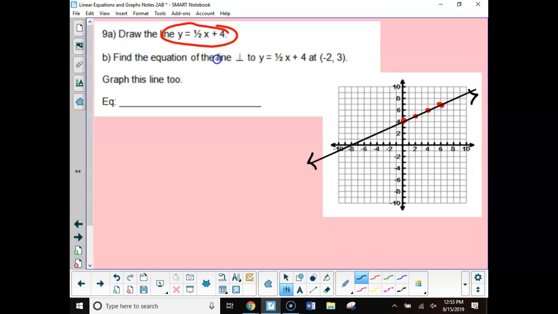Okay, find the equation of the line. What's this symbol mean? Perpendicular to that. Okay. So the slope was 1/2. The new perpendicular slope is now, flip it over, change the sign, and I just have -2. I hate this example.